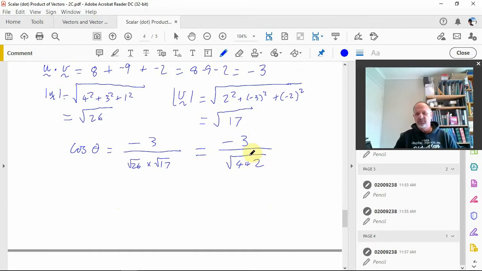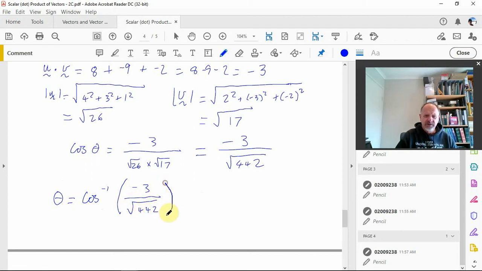Now, that's not something that we know an exact value for, so we're going to have to use our calculator for this one. So cos minus 1 of negative 3 over root 442. When you put that in your calculator, to the nearest degree, it comes out to 98 degrees. So there's our angle from the dot product.